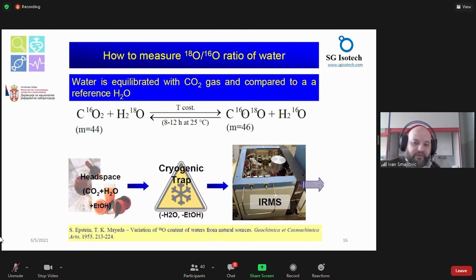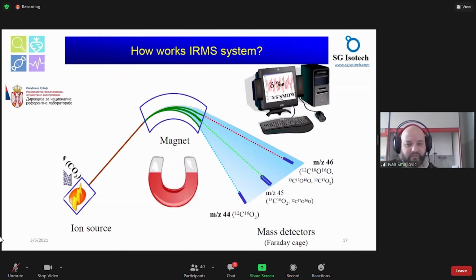And then after this equilibration time, you take CO2 from the headspace and through the gas bench peripheral, it comes to the IRMS, and by using this technique, you are measuring mass 46, 45, and 44 in the gas which you are analyzing, and then after that you get delta 18O in your sample.